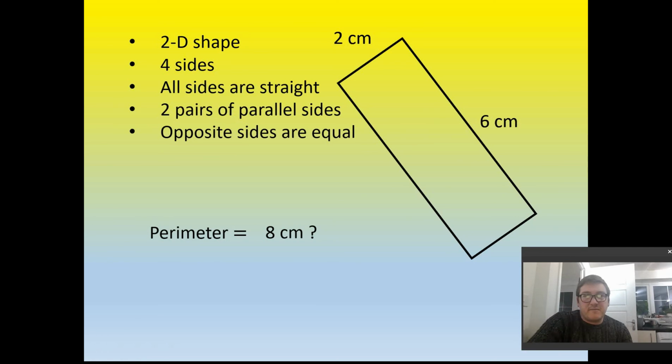So a 2D shape has 4 sides. All sides are straight. 2 pairs of parallel sides. Opposite sides are equal. The perimeter equals 8 centimeters. Is that right or wrong? Explain to me why that answer is right or wrong in your own words. I think it's right because. I think it's wrong because.